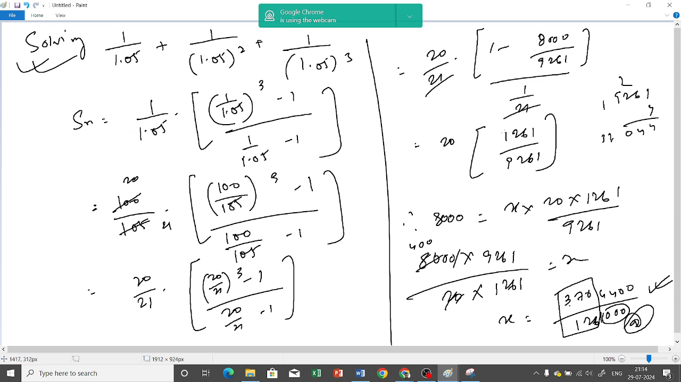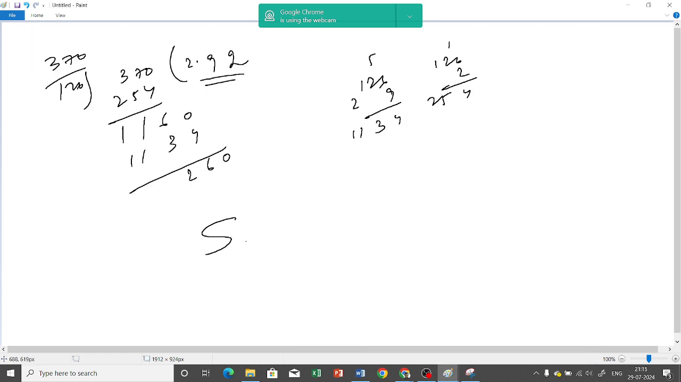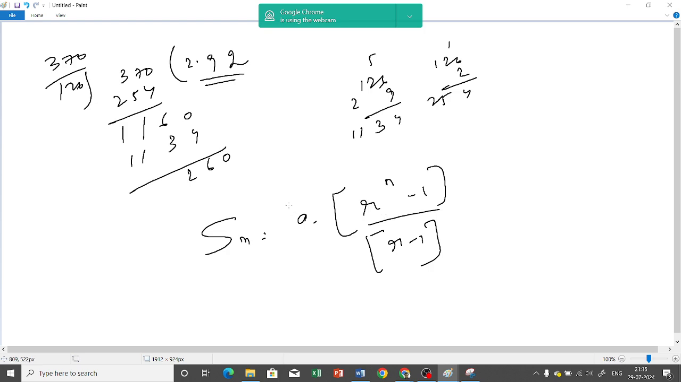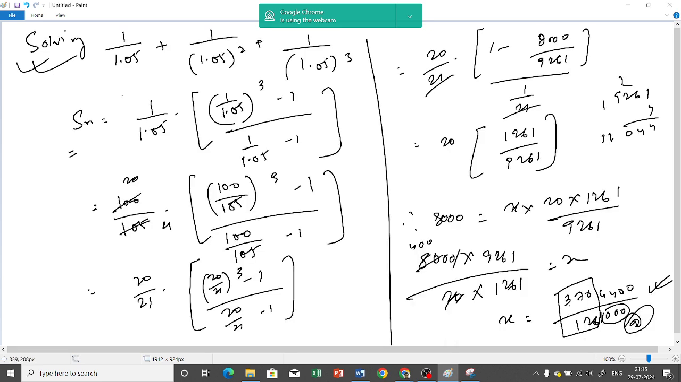This I think I have not yet given you. When we do APGP, at that time we will have this formula. So this is the GP series formula. What is the GP series formula? Sn is equal to a into r to the power n minus 1 divided by r minus 1. This is the GP series formula, where a is the first term, r is the common ratio, n is the number of terms. So here, what is the first term?